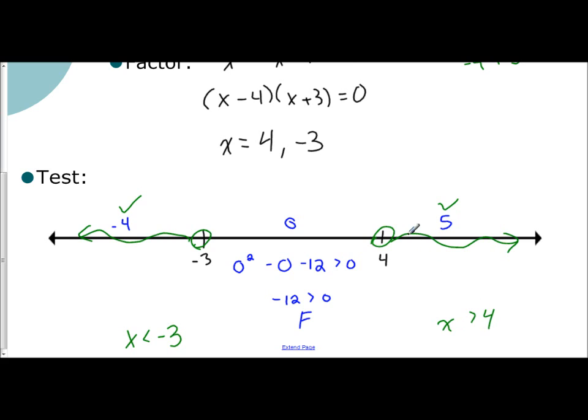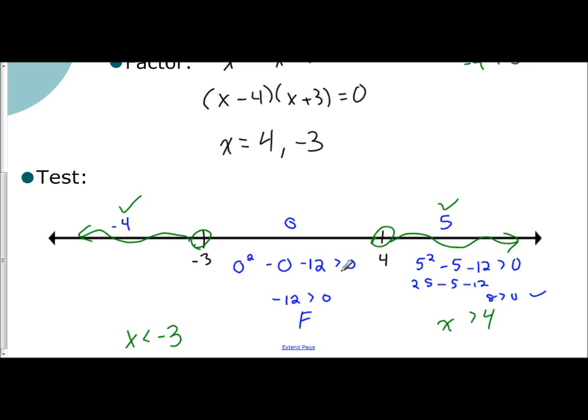And if you want, you could test the point. X squared, so 5 squared minus x minus 12 should be greater than 0. So 25 minus 5 minus 12 is 8. 8 is greater than 0. But you notice I didn't have to do that. I only had to test one point. If you think about it, didn't we only have to test one point on our graphing examples? So there are some similarities.